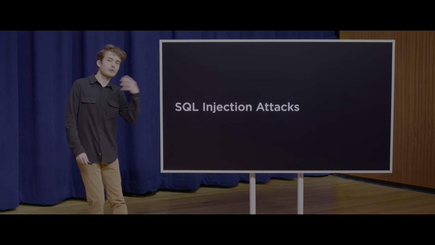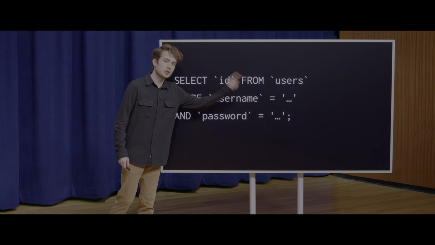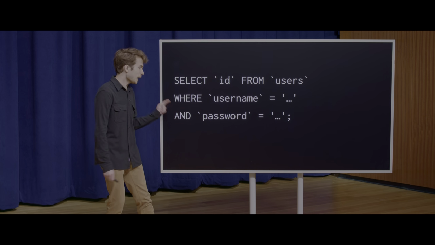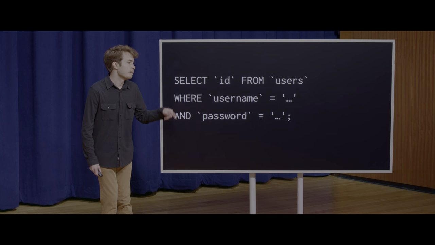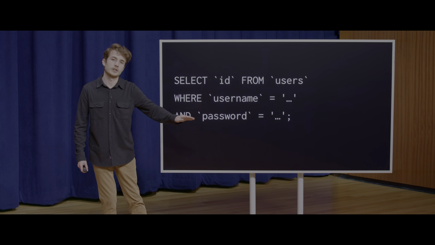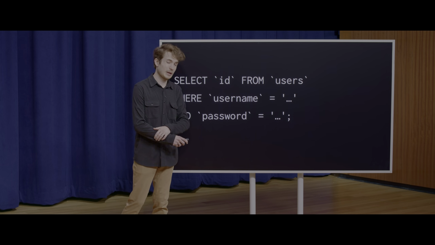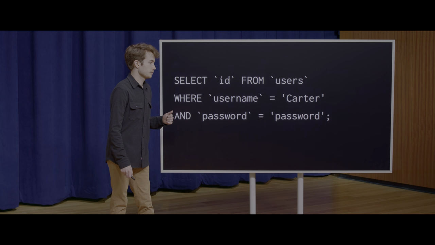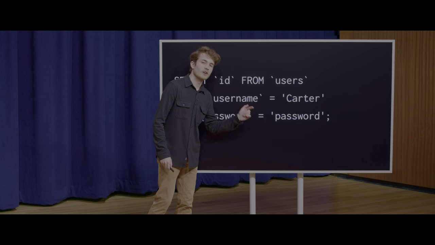So, for example, maybe I have a query like this. Select ID from the users table, where the username equals someone's username and the password equals somebody's password. And if I find a user matching this username and password, if I get back an ID, I'll log that user in. Now, in a regular website, if someone was actually behaving nicely, they could type in their username like this, and they could type in their password a bit like this. This is kind of what I did before. I logged in as Carter and gave the password of password.